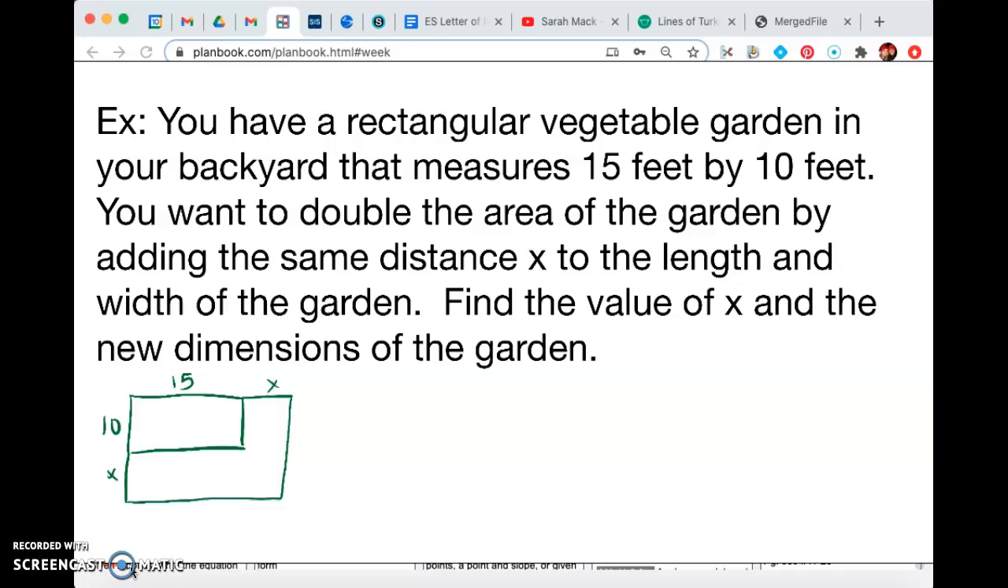Okay. So what do I want the area of my new garden to be? 15 times 10. Yeah, so the old one is 150, but I want to double it. So the area of the new is 300 feet squared. But I need to figure out the value of x by using 300. So what's the area of a rectangle, since that's the shape I'm working with? Length times width. Can I write an expression for the length and the width of this thing?